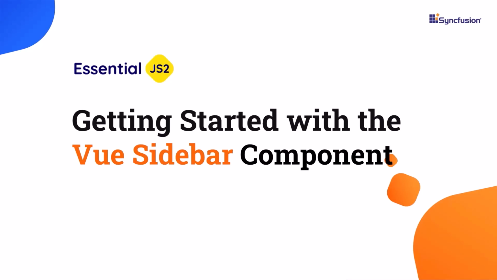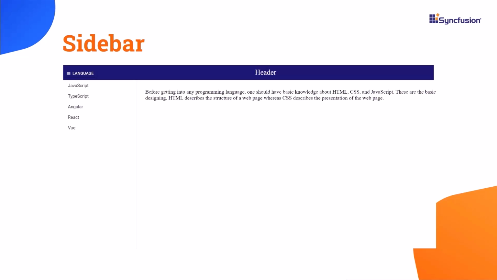Welcome to the Vue Sidebar tutorial. Using the Syncfusion Vue Sidebar component, you can place primary or secondary content alongside the main content, enhancing quick access and navigation. You can easily create a flexible, responsive container that collapses or expands based on interactions.